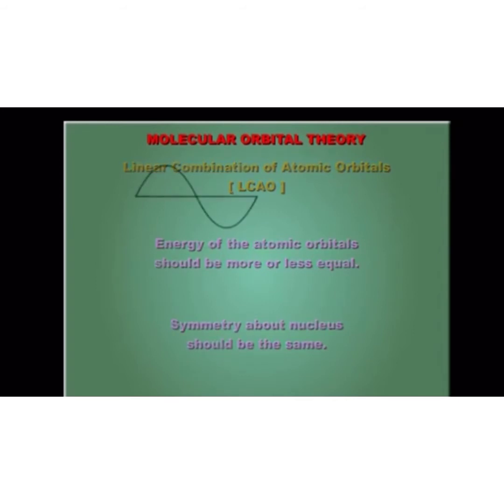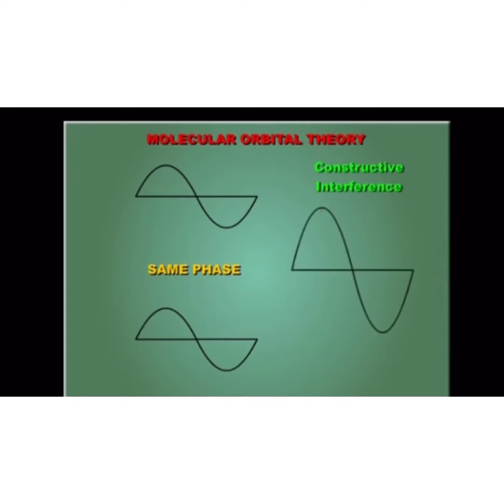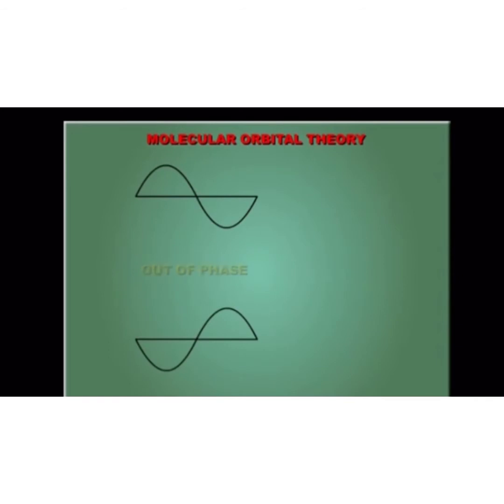We know from wave theory that in a wave there is a positive phase as well as a negative phase. When one wave interferes with another wave, there are two ways of doing so. If the two waves are in the same phase, then the interference is called constructive interference, and the individual waves add up to give a larger wave. When the two waves are out of phase, then the interference is called destructive interference, and the individual waves cancel each other out, and there is no resultant wave at all.